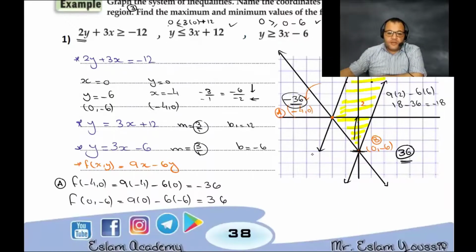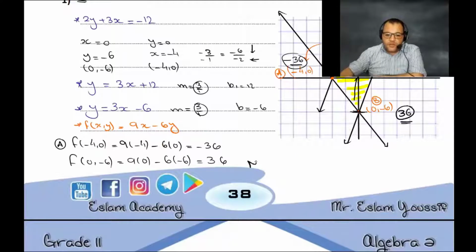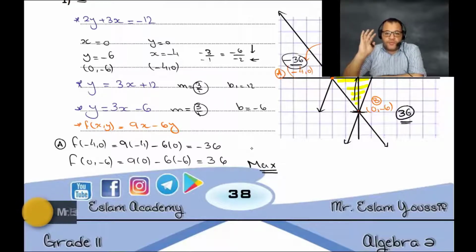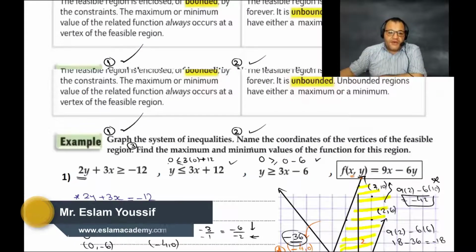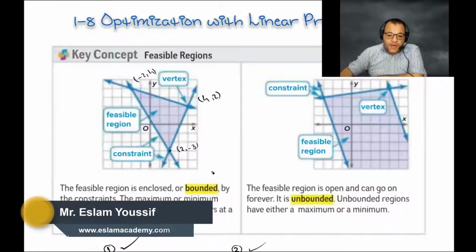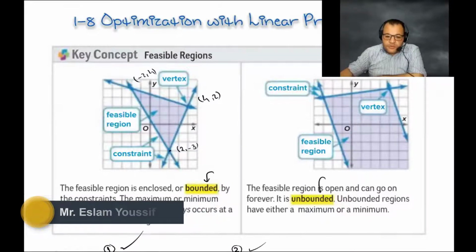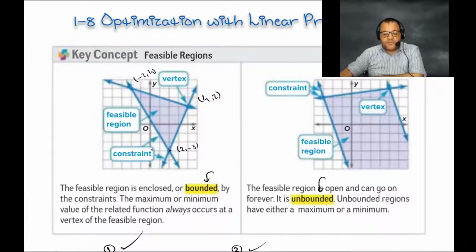It means there is a maximum value for the function. But because the function is unbounded, there is no minimum. I don't know the minimum. I know the minimum only if I have it here. Again, we said that we have bounded and unbounded. What is the difference between them? For the bounded, we have a maximum. You can find a maximum value and a minimum value.